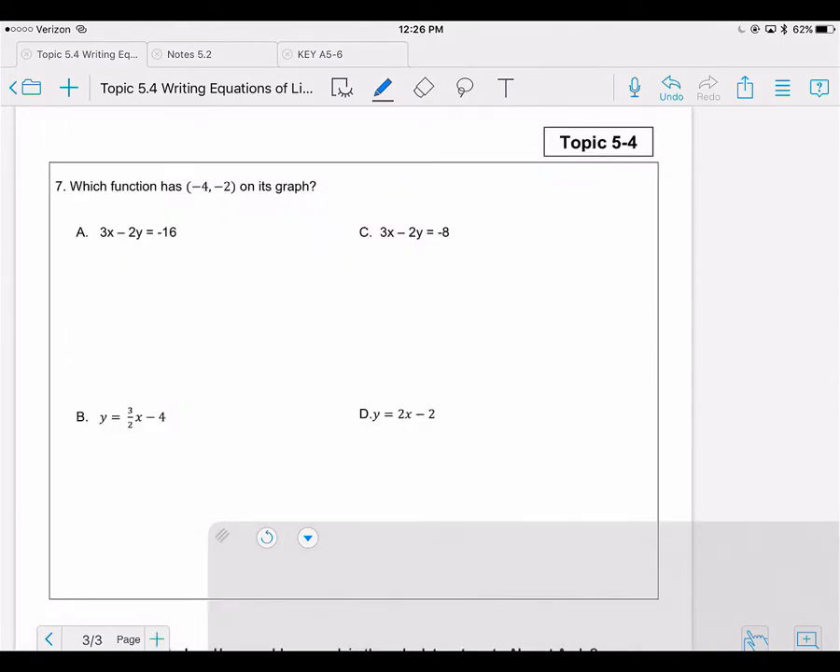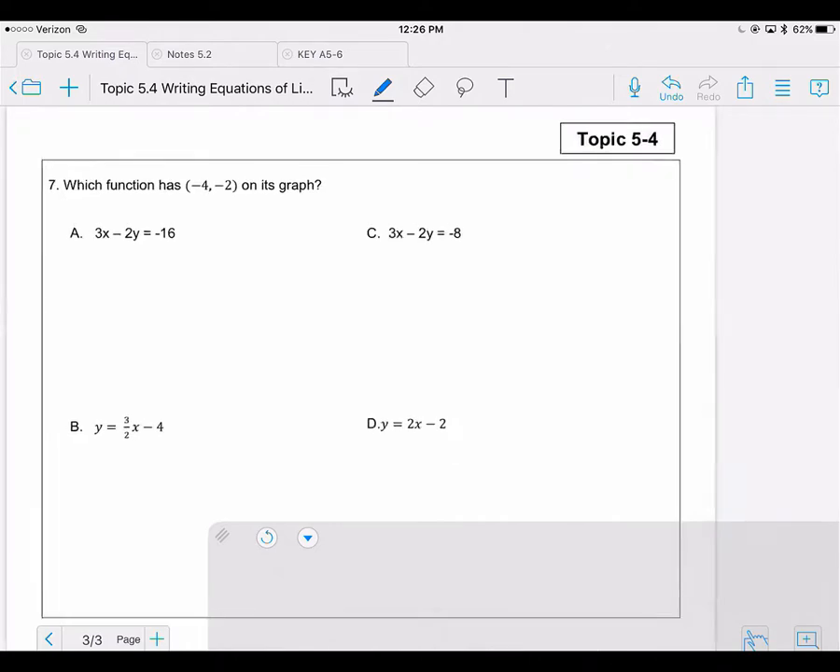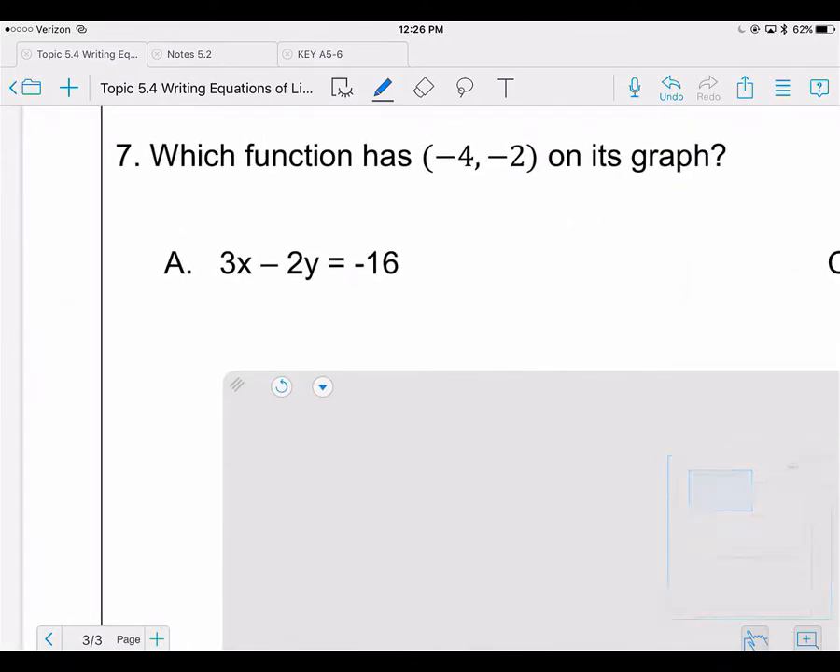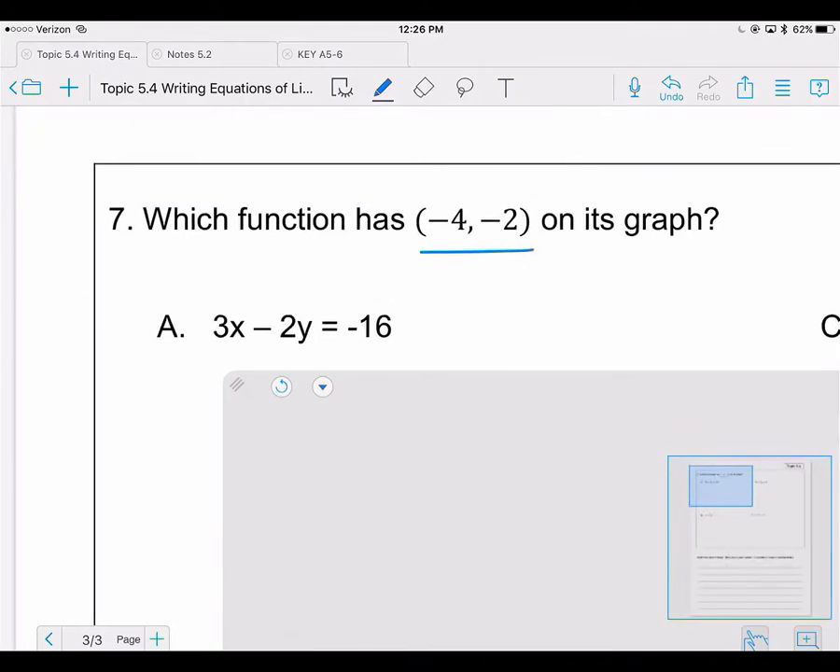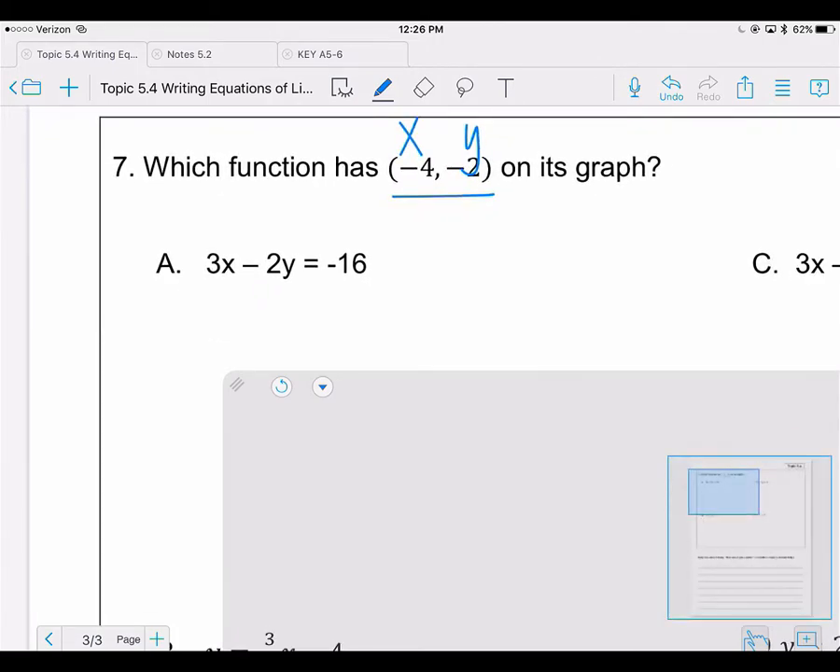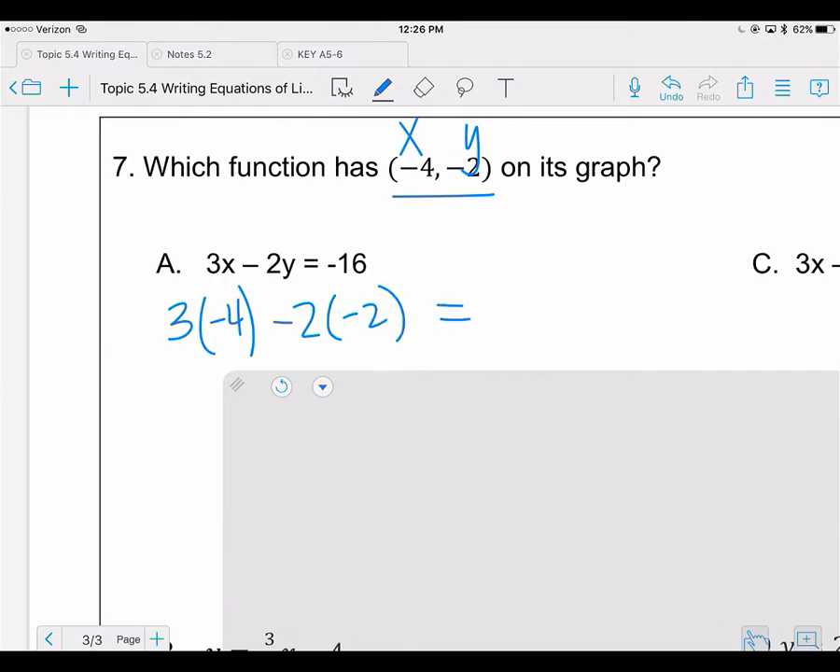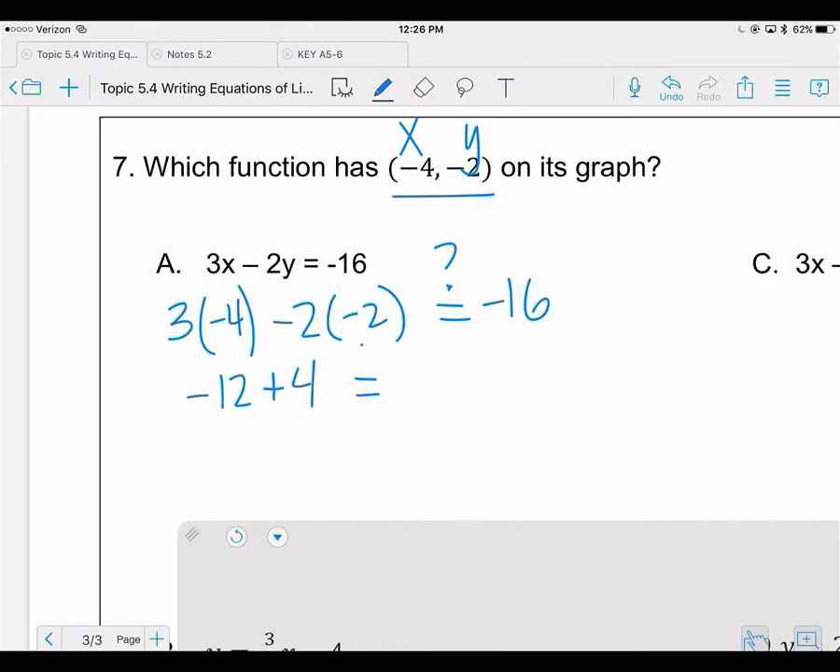This question asks us which function has negative 4, negative 2 on its graph. So one thing I could do, because I have a point and I need to figure out where does it belong, I can plug in negative 4 for x, negative 2 for y, and see which one satisfies this. So when I'm plugging in, I want to see if I plug in negative 4 for x and negative 2 for y, does that equal negative 16? So negative 12 plus 4, because negative times negative is positive. Negative 8 does not equal negative 16, so it would not be answer choice A.